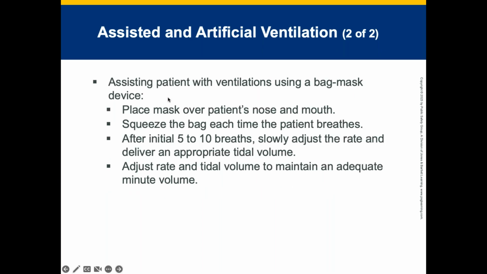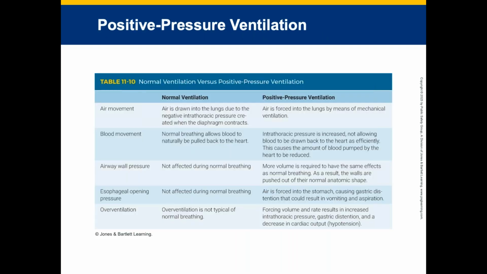All right. So assisting a patient with ventilation is using a bag valve mask, obviously over the patient's nose and mouth. After the initial 5 to 10 breaths, slowly adjust the rate and deliver the appropriate tidal volume. If they're breathing too fast, we're going to assist with that. And then we need to bring down that rate to a normal level. So as you can see, looking at this slide here, normal ventilations versus positive pressure.